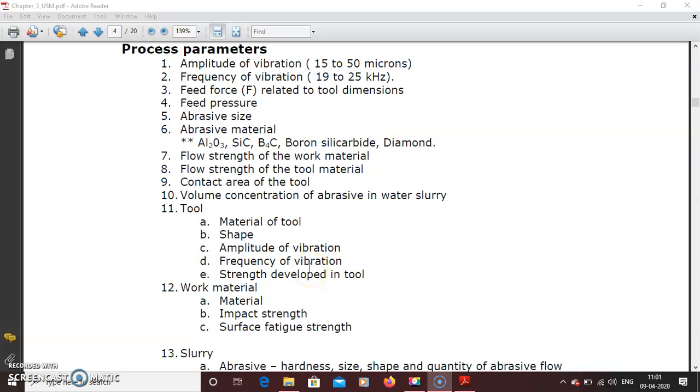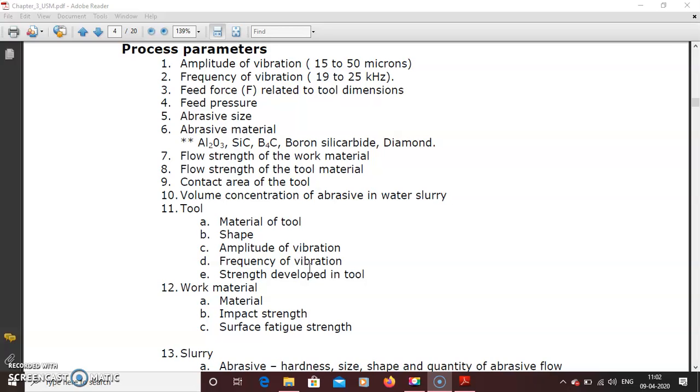Now we will discuss the process parameters in ultrasonic machining. What is the effect of process parameters on final quality? And what are the different parameters? First one is the amplitude of vibration.